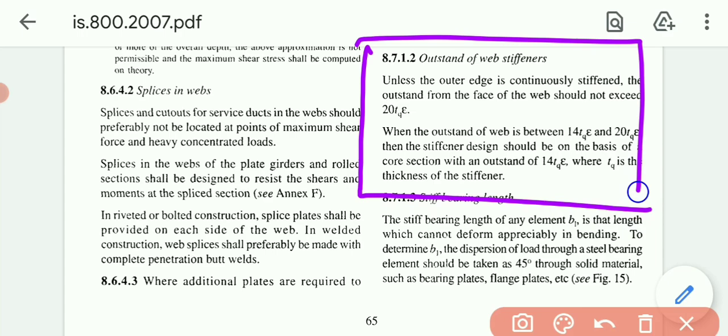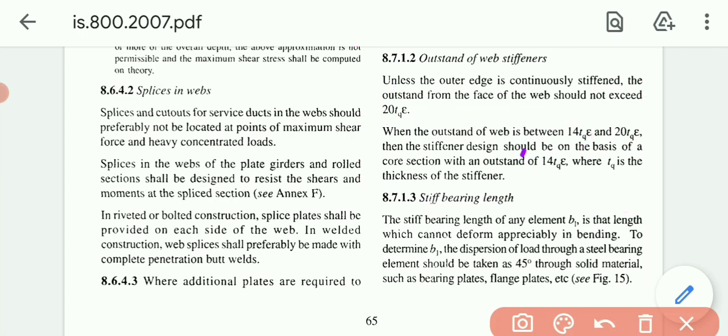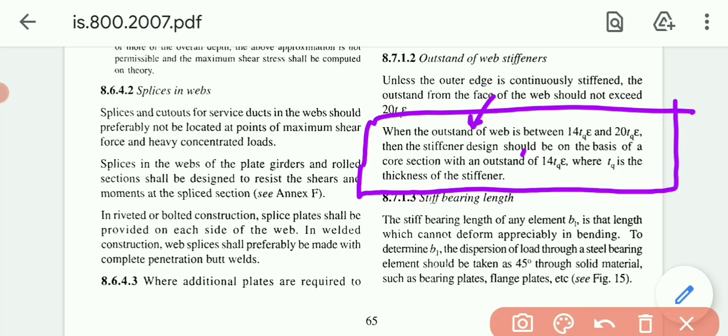Clause 8.7.1.2, that is outside of wave stiffener. Over here they have given us two criteria: the outside of the wave stiffener should not exceed 20 t_q epsilon, and the minimum is 14 t_q epsilon. When the outside of the wave is between 14 t_q epsilon and 20 t_q epsilon, then the stiffener design should be on the basis of the core section with an outside of 14 t_q epsilon, where t_q equals the thickness of the stiffener.